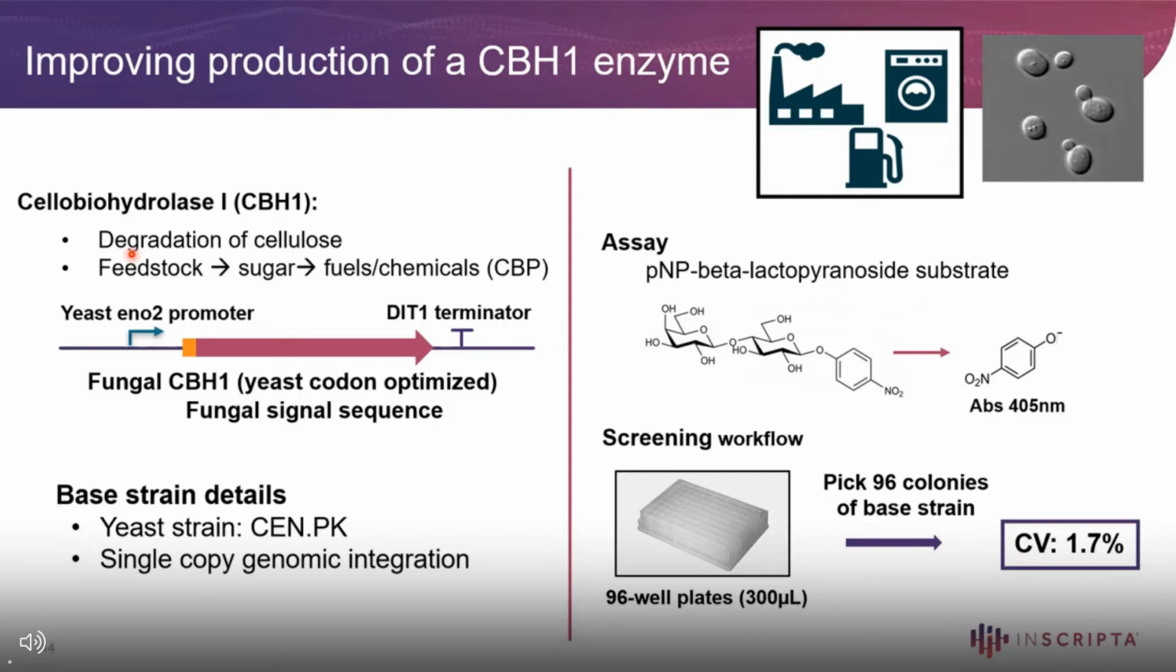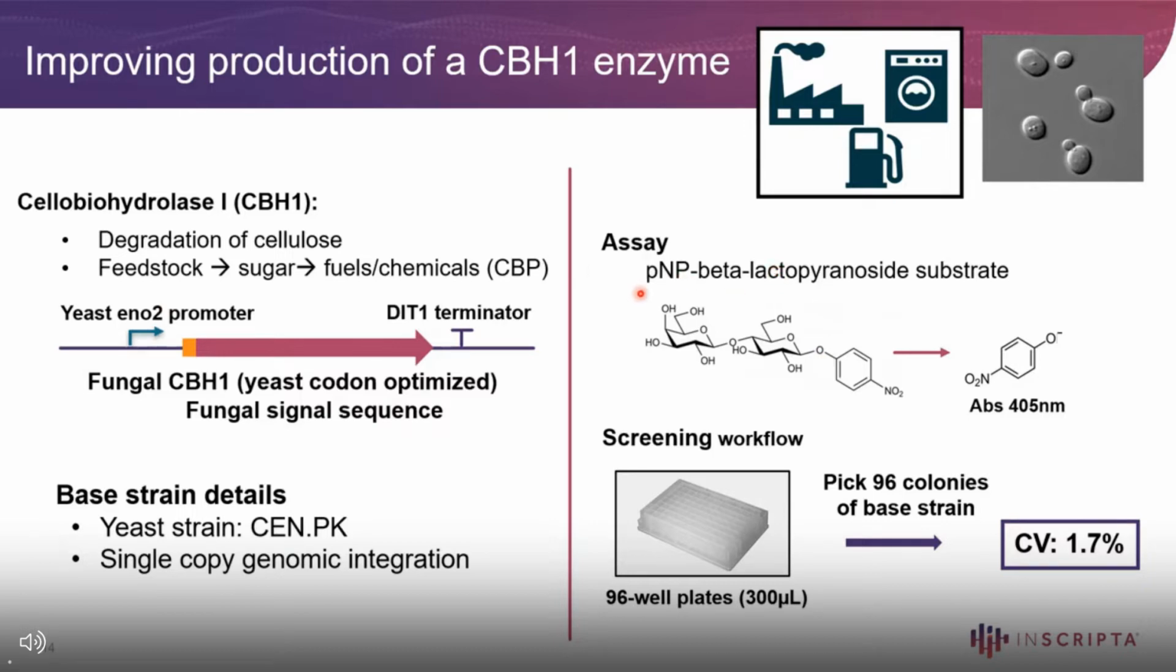So we decided to focus on a fungal CBH1 that was codon optimized for expression in yeast. We used the native fungal signal sequence, and we drove expression of the gene using the native yeast ENO2 promoter. The base strain was built in SenPK, and we generated a single copy genomic integration of this expression cassette.